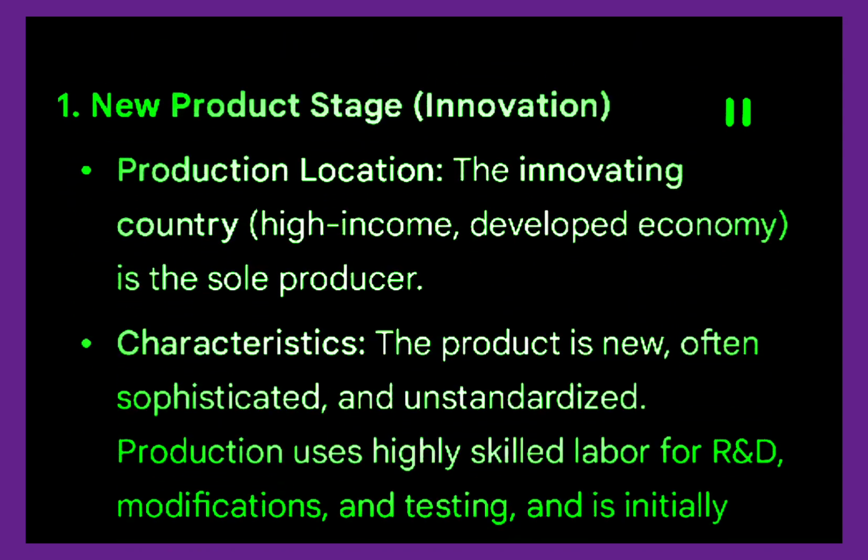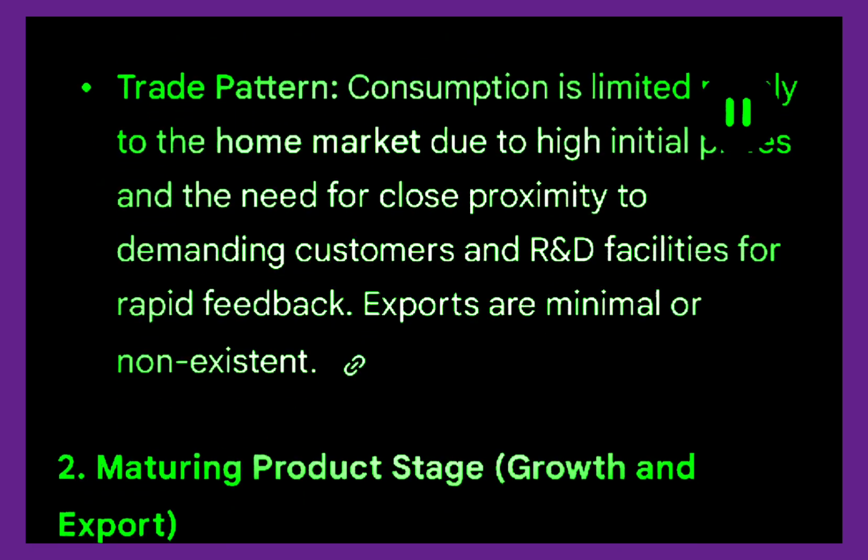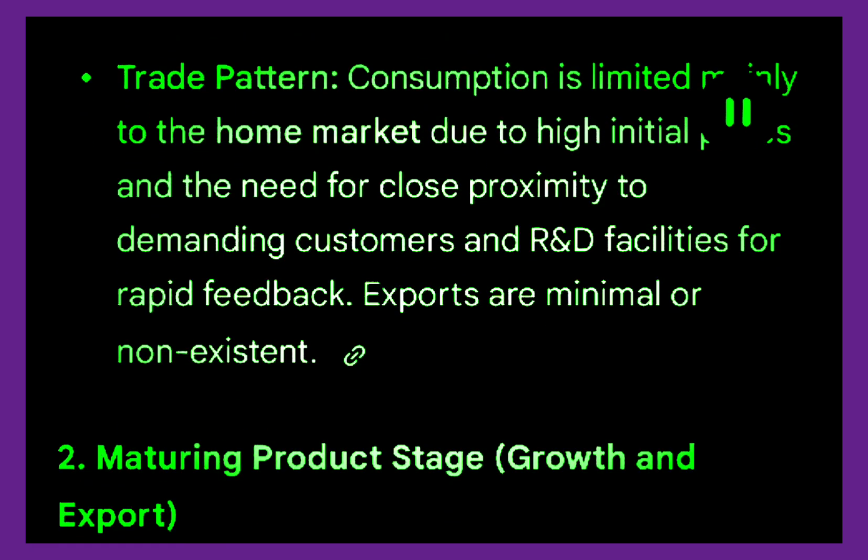1. New product stage. Innovation. Production location. The innovating country, a high-income, developed economy, is the sole producer. Characteristics. The product is new, often sophisticated and unstandardized. Production uses highly skilled labor for R&D, modifications and testing, and is initially small-scale and flexible. Trade pattern. Consumption is limited mainly to the home market due to high initial prices and the need for close proximity to demanding customers and R&D facilities for rapid feedback. Exports are minimal or non-existent.